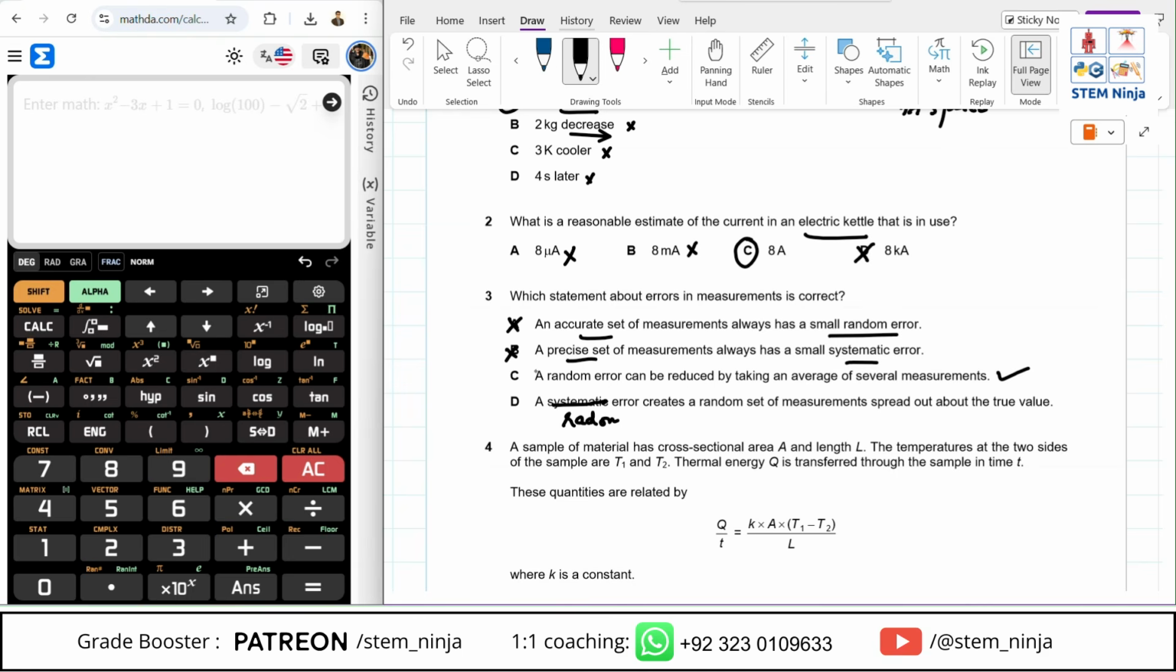So not a systematic error. So again, this is incorrect. So C is correct.